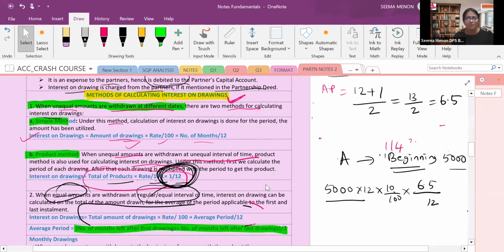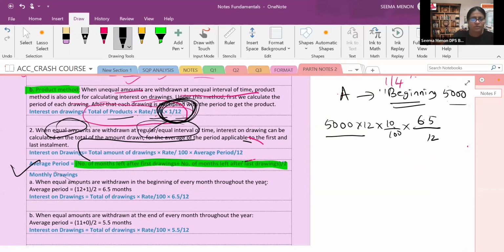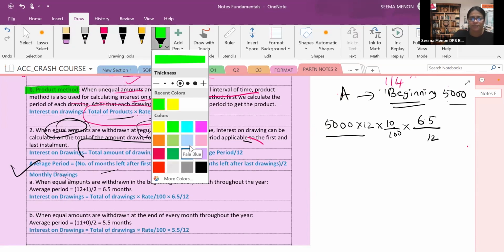This way you have to find out the average period. See the average period formula again: number of months left after first drawing plus number of months left after last drawing, upon 2. I hope you are clear with whatever I am explaining. If you are not clear, just ask me.